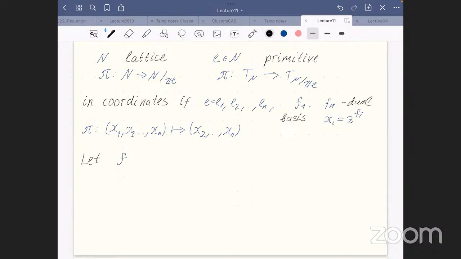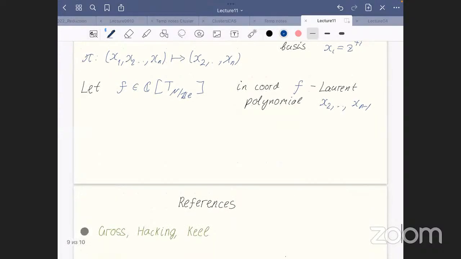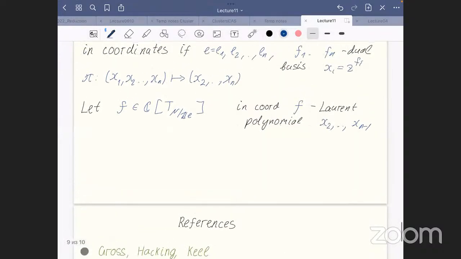Now, let f be a function on this dual torus, on this quotient torus. So in coordinates, f is a Laurent polynomial in the other variables, x2, ..., x_{n-1}. Then we can define a birational map mu_f, which will be more or less our mutation at the end of the day, which maps the torus to itself.